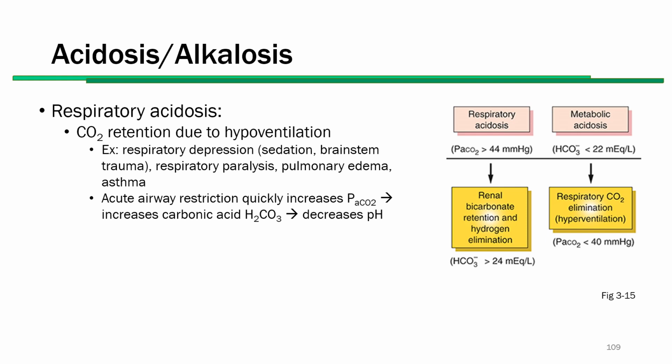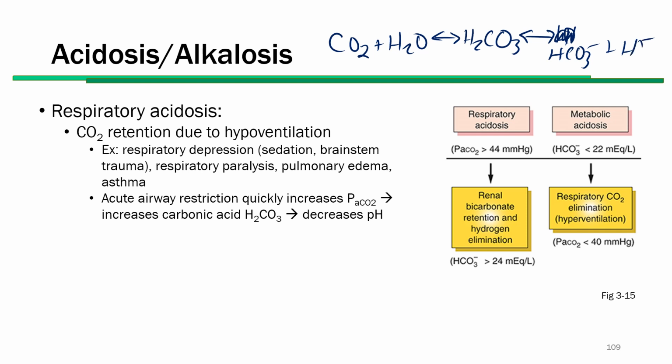Any acute airway restriction is going to increase the arterial pressure of carbon dioxide, because you can't get rid of it. And if you retain carbon dioxide, it's going to go through the carbonic acid pathway, the carbonic anhydrase, and it's going to decrease the pH, because remember that compensation pathway is CO2 plus H2O to carbonic acid to bicarbonate, HCO3 minus, plus hydrogen. So if your carbon dioxide goes up, you're going to go in this direction, and you're going to build up that hydrogen ion.